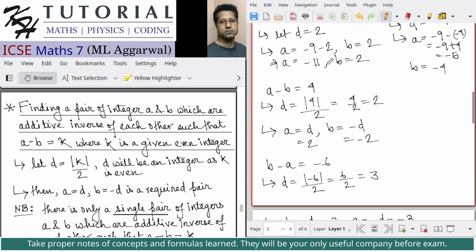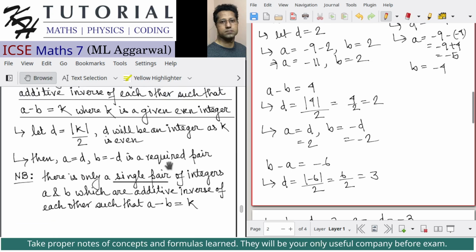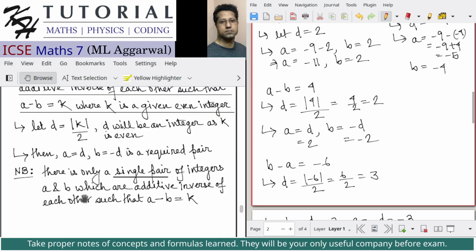So as per the notes, there is only a single pair of integers a and b which are additive inverse of each other, such that a minus b is equal to k. So when you are asked to find two integers a and b which are additive inverse of each other and the difference is some even integer k, then always remember that there will be only one unique pair of integers a and b.